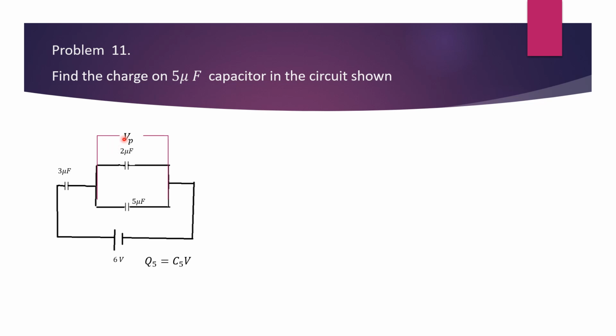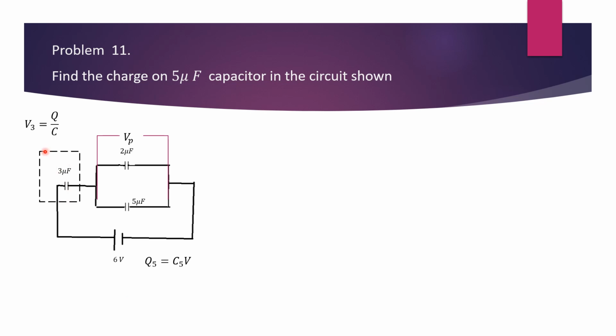So it is shown here. We call it VP because of this parallel combination, and the voltage of the parallel combination will be VP. And in order to find this voltage, the total voltage of the circuit is 6 volt. Once it operates in the circuit, there will be some voltage which will drop here, and the remaining will be here, and the sum of the voltage at 3 microfarad and the voltage at both of these parallel capacitors is equal to 6 volt. Keeping this concept in mind, we need to find how much voltage drops here.